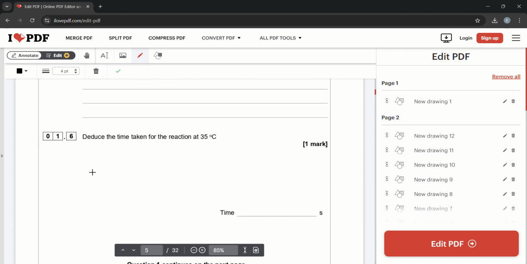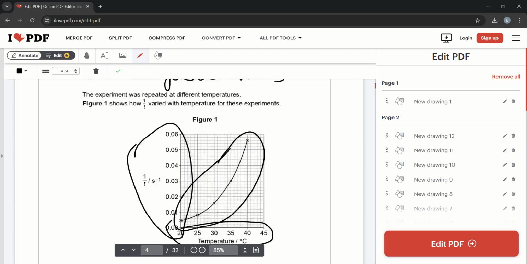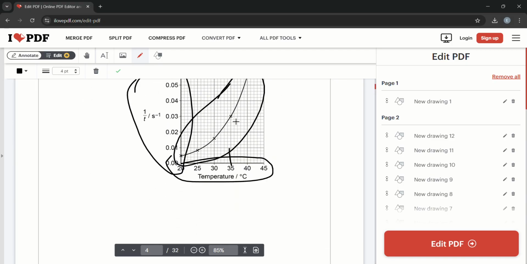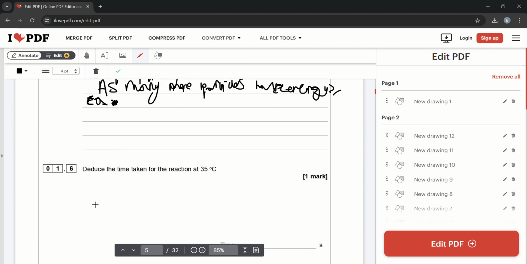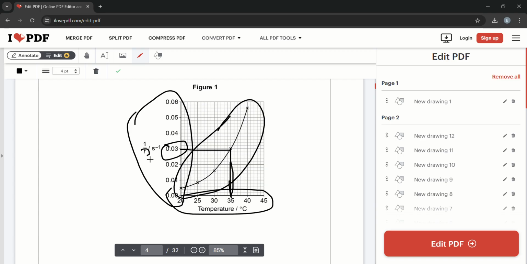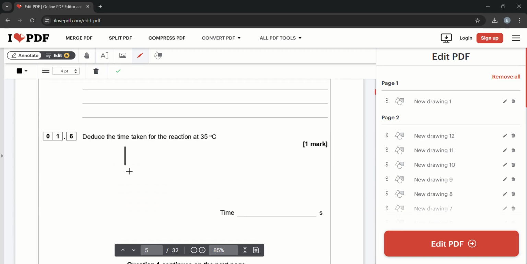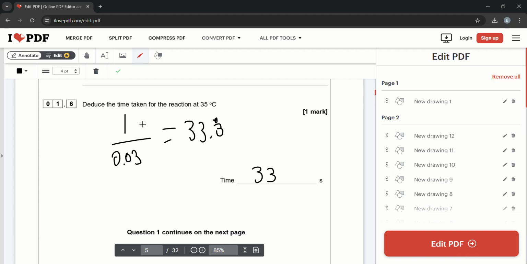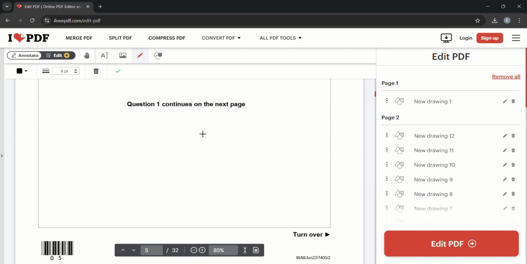Now 1.6, reduce the time taken for the reaction at 35 degrees Celsius. So if we look here, 35 degrees Celsius, just draw a straight line up here. And what time will it give us? It will give us 0.03, 1 over T. So in order to find the time taken, all we're going to do is substitute this value into here. So it's going to be 1 over 0.03, which will give me 33.3 recurring. Therefore we can say 33 seconds is the time taken for the reaction at 35 degrees Celsius.